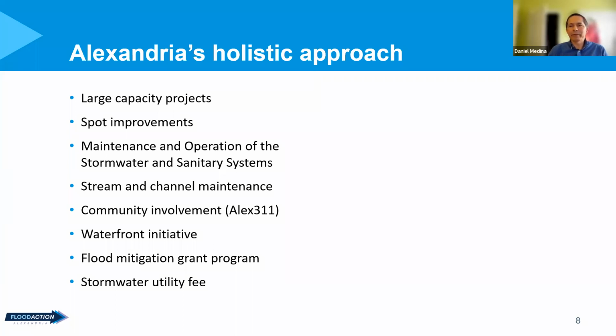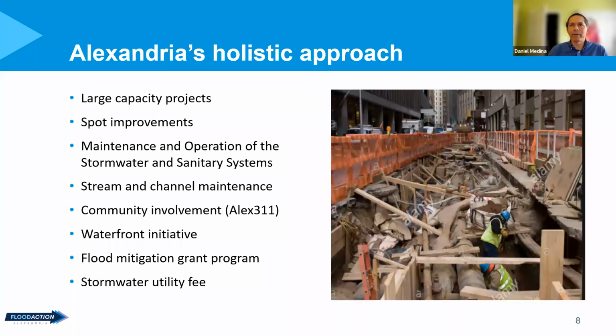We also have a grant program that gives money to people to take care of problems in their property themselves. And this is all made possible by the Stormwater Utility Fee, which is the source of revenue that we use for this program. So I'll talk about a few of these things one by one.